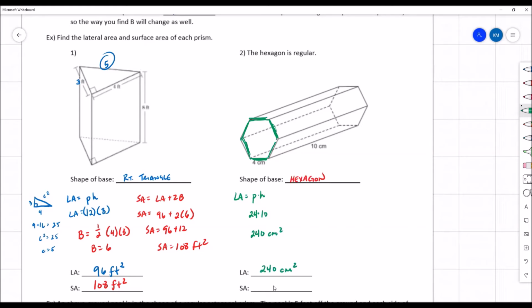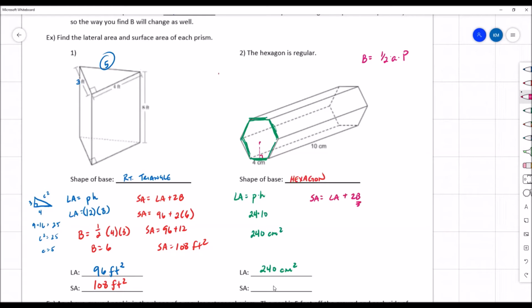Okay, our surface area equals that lateral area plus 2b. All right, b in this case is probably a little bit more difficult than finding the area of a triangle. This is a regular hexagon. And so remember, the area for our regular polygons was 1/2 the apothem times the perimeter. The apothem, remember, was the perpendicular distance from the center to the side.